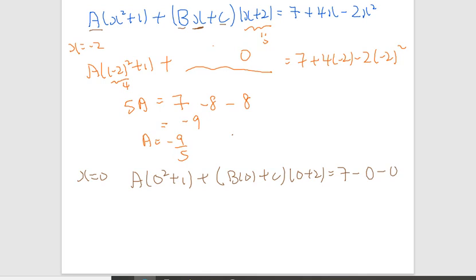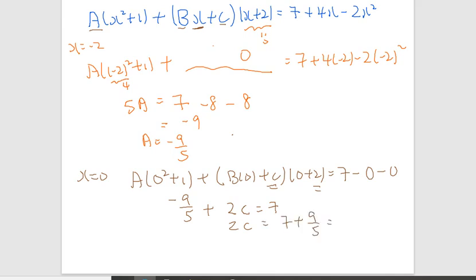For x equal to 0, 2x squared will be 0. So with that, we just have a, right? 0 squared is 0, so a is minus 9 over 5. And plus b is 0, so it's just c times 2. Minus 9 over 5 plus 2c is 7. So 2c will be 7 plus 9 over 5.